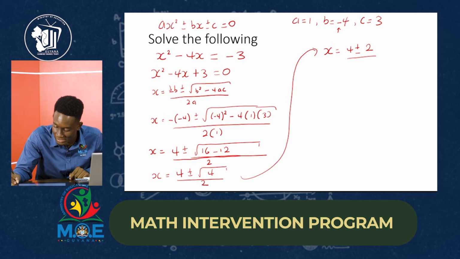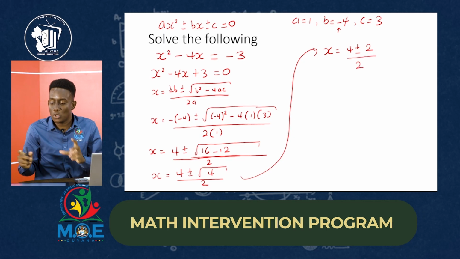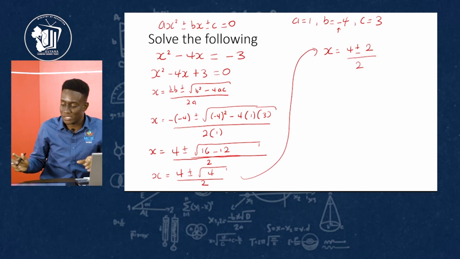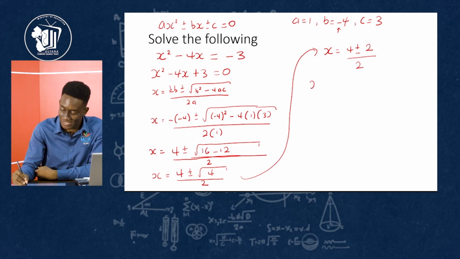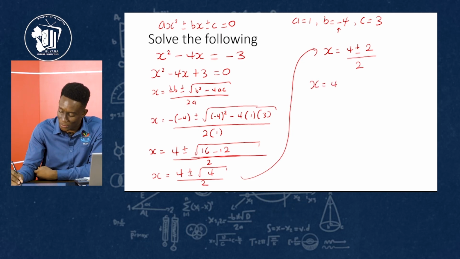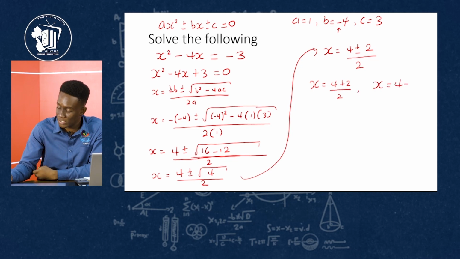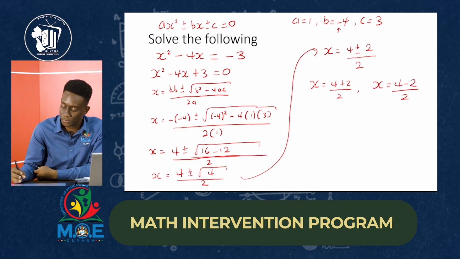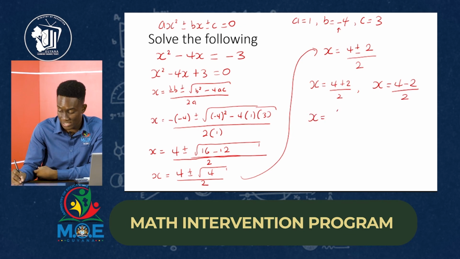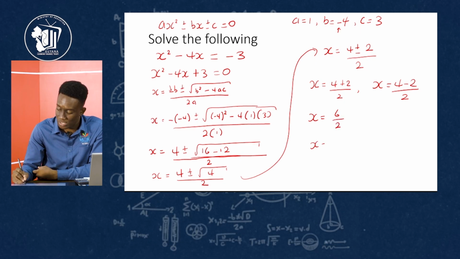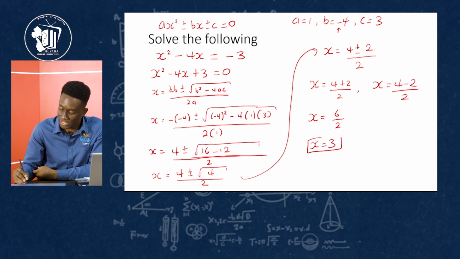All divided by 2. So now is where we separate the plus and the minus. So we'll have x is equal to 4 plus 2 divided by 2. And x is equal to 4 minus 2 all divided by 2. And x should be equal to 4 plus 2 is 6 divided by 2. Hence x would be equal to 6 divided by 2 is 3. So that is one value of x.